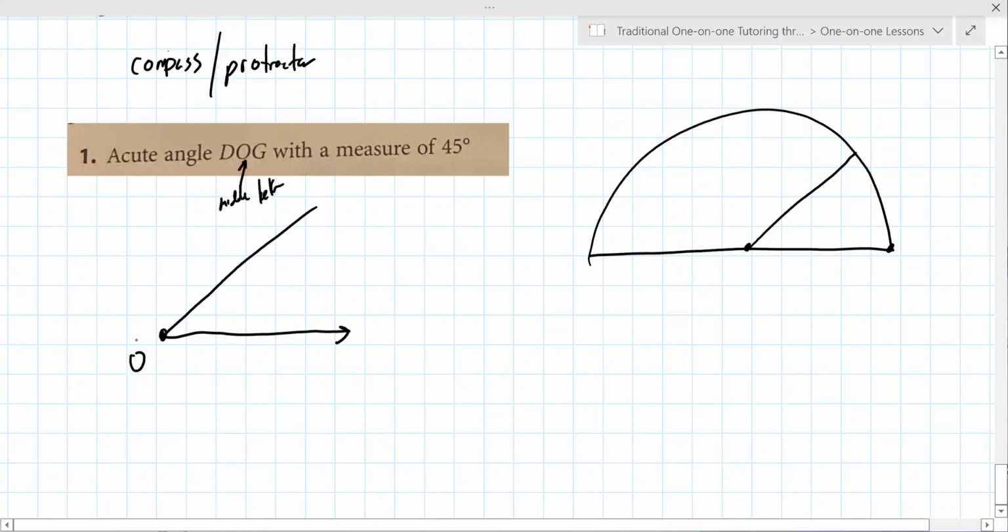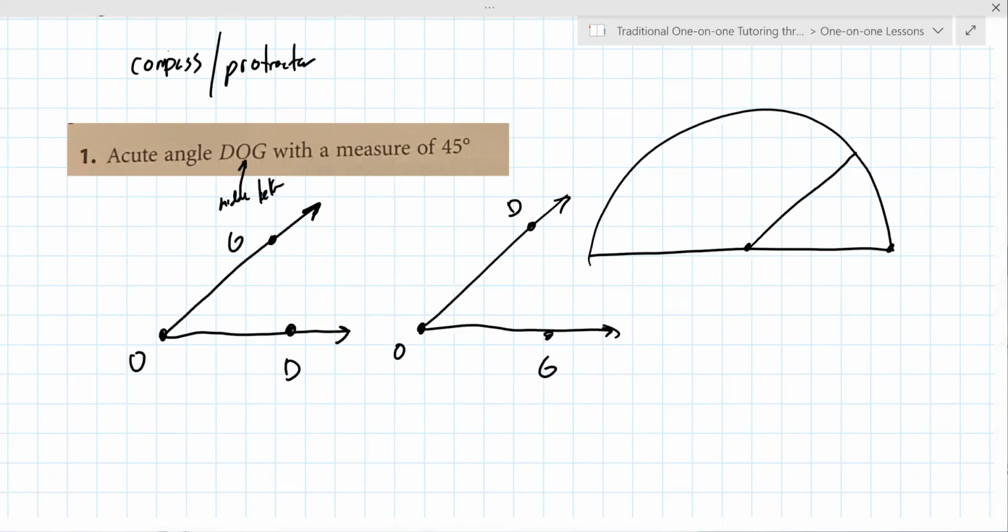So the O goes there. Now the D and the G, you've got to have the arrows, and you could have them flipped. It could be D, O, G or G, O, D. Those are the same. So with the angles it doesn't matter, but that middle letter is important. It always has to be the vertex.